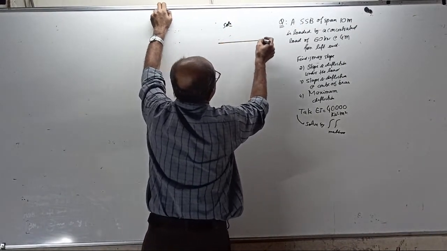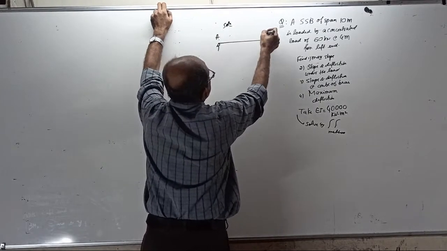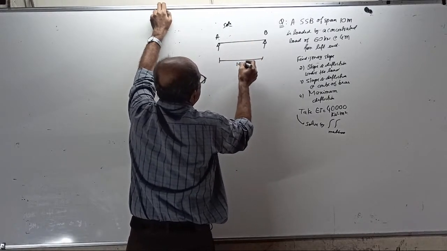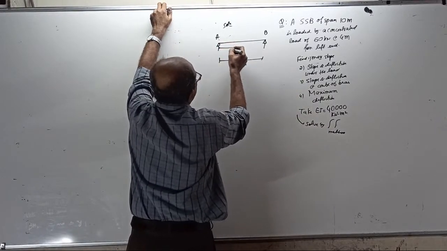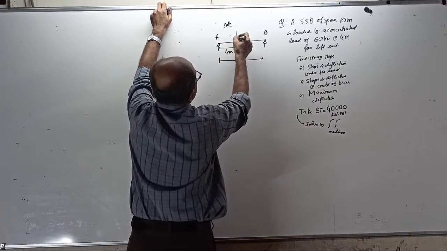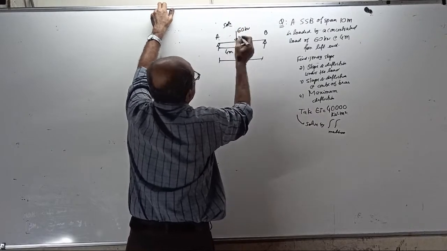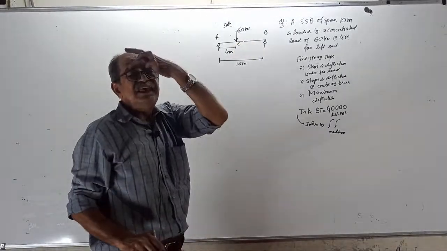This is the beam. This I will call A, this I will call B. See, the span is 10 meter. The load is at 4 meter from here, somewhere here, 4 meter. Eccentric load. How much load? 60 kilonewton. This is a beam. I will call the point C. Now C is not the center. C is the load point.